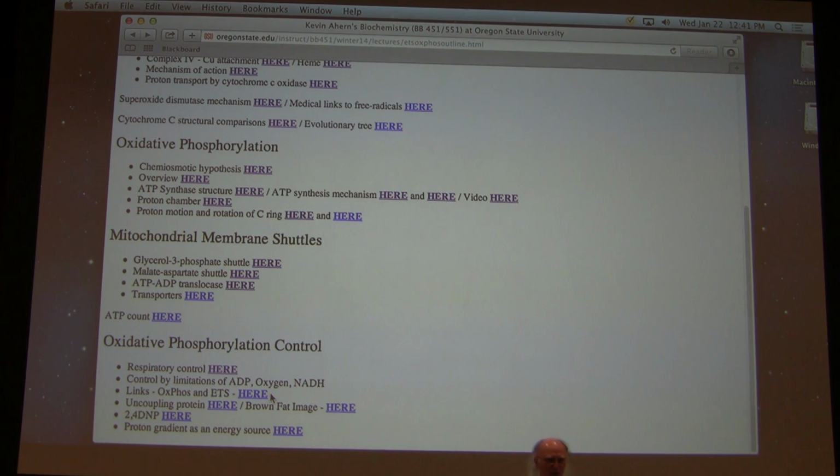It's going to go up or it's going to go down? It's not going to change at all, because we still have the block at complex 4. So if it got to that higher level before, it's going to stay right where it is, because we can't transport electrons onto oxygen. Oxygen is going to stay the same. What's going to happen to ADP levels? Again, they're going to be low because we can't make any more ATP.